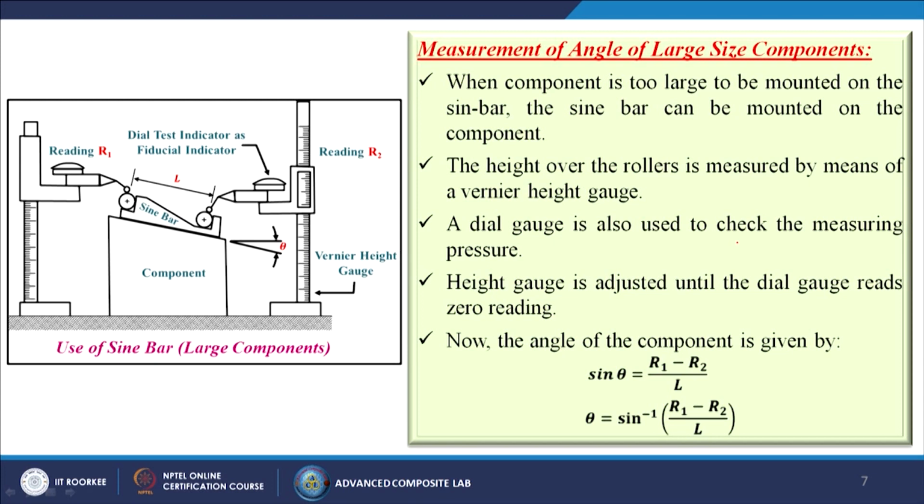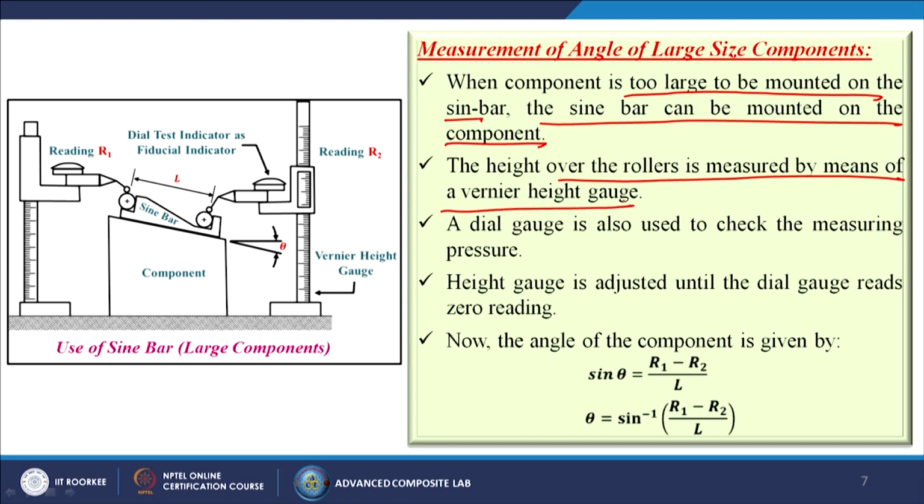Same thing, now if we are having some large scale components, in that case what are we doing? When the component is too large to be mounted on the sine bar, the sine bar can be mounted on the component itself. So, the height over the rollers is measured by means of a vernier height gauge. So, simply, we are measuring the height here. A dial gauge is also used to check the measuring pressure. The height gauge is adjusted until the dial gauge reads 0.